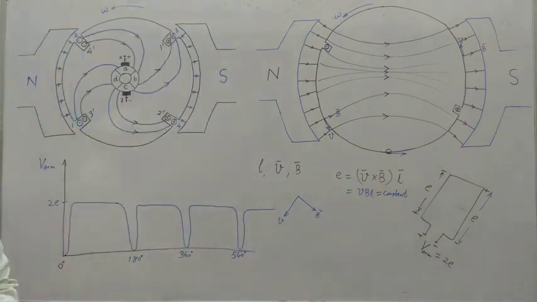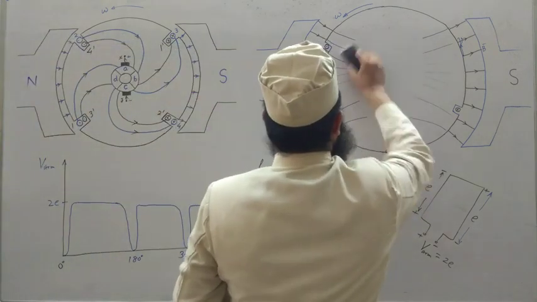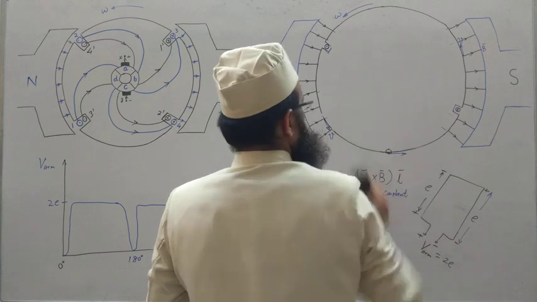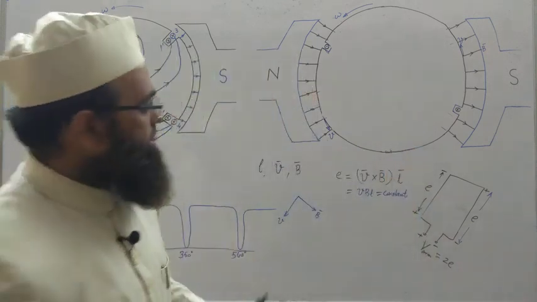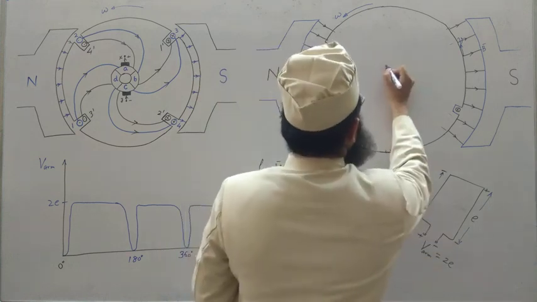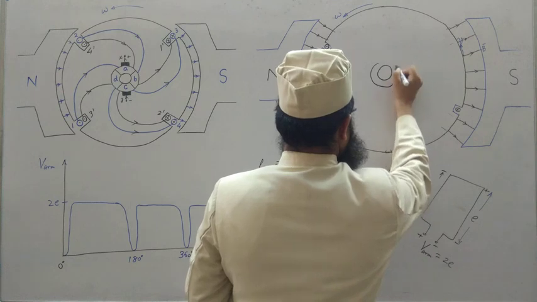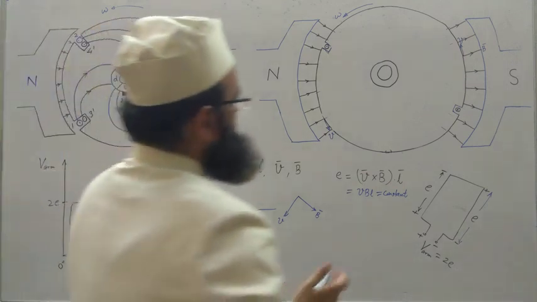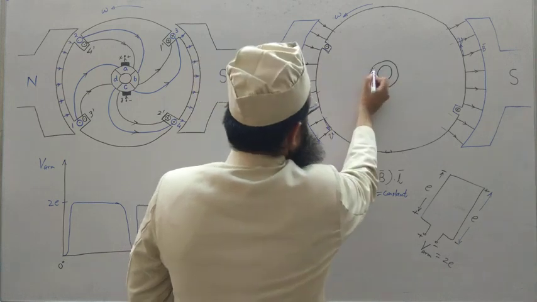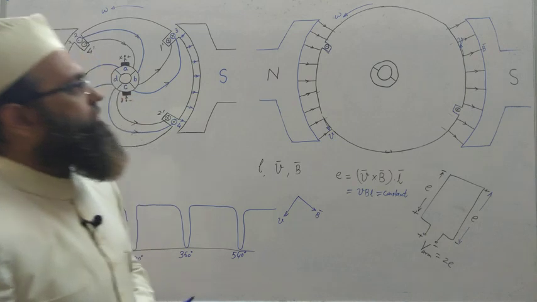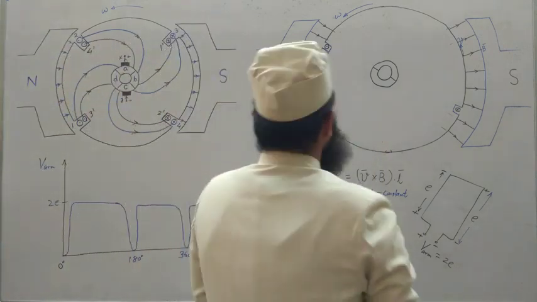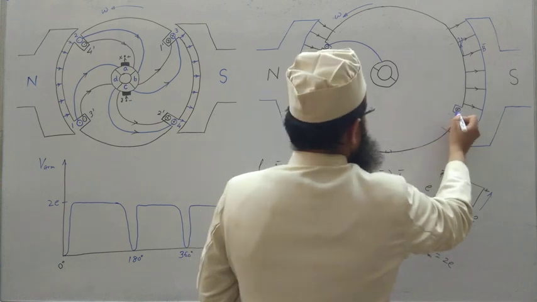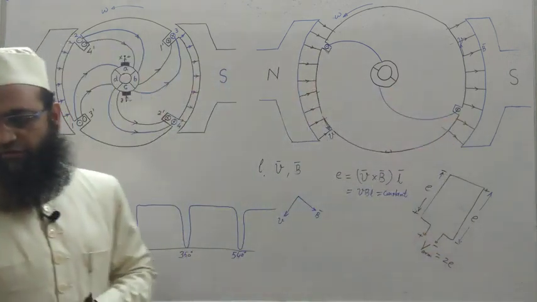Fine. Now let us connect commutator segment. Let us mark here. So here we are going to connect the ends of the conductor. So let us take two segments of the commutator and connect this conductor with any commutator segment and this conductor with the other commutator segment as shown in the figure.